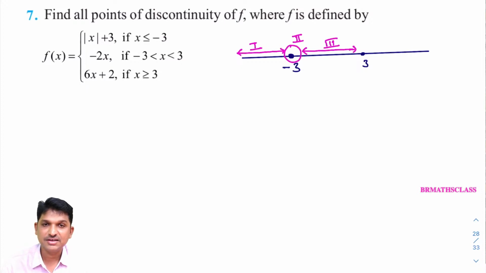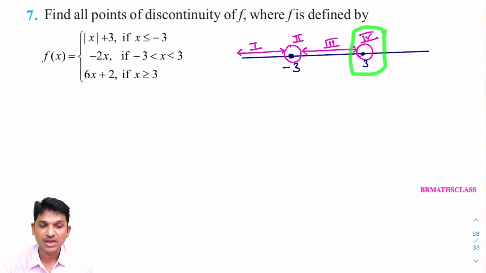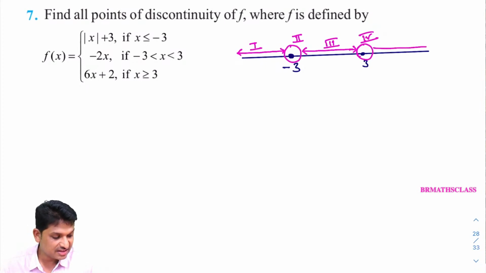Okay, right. Case 3. What is case 3? I'll check the continuity of the function at x equal to 3. I'll take that as case 4. What is case 4? Checking the continuity of the function at x equal to 3. Now, case 5. When x value is greater than 3, then I'll check the continuity.